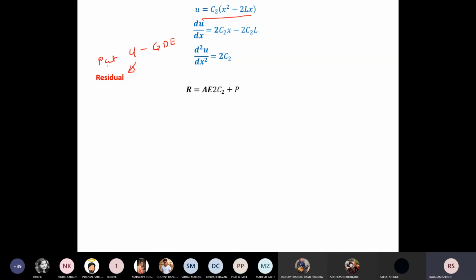Okay, r. We have to select the function. C2 is the unknown parameter and the multiplier is x square minus 2lx. Therefore, this is your weighting function wi. You have to remember this here. And in the last two problems also we have done the same thing. Now the weighting function is x square minus 2lx.